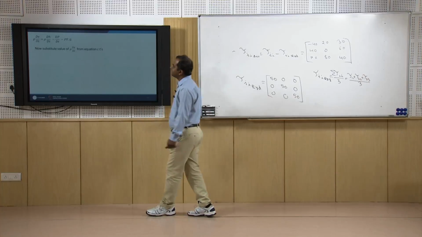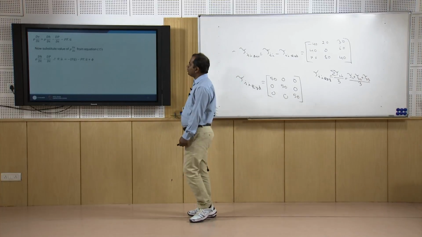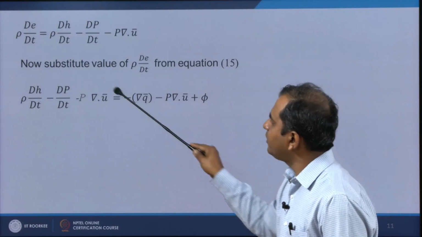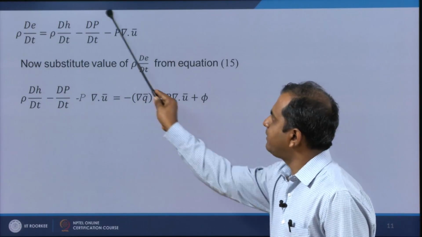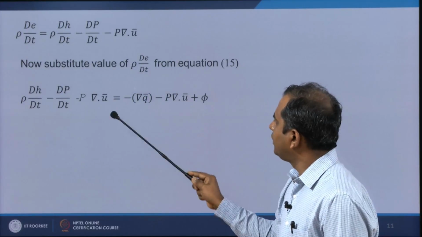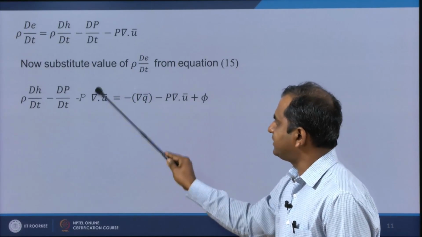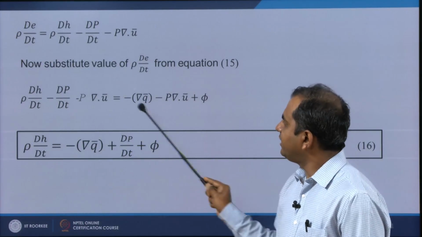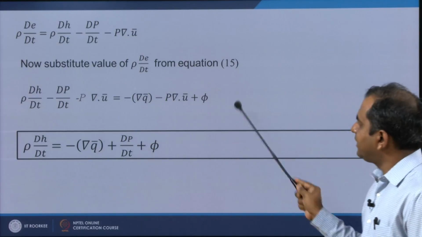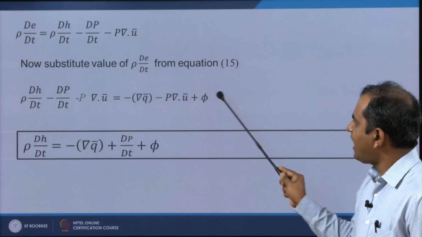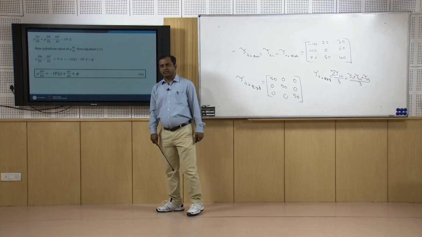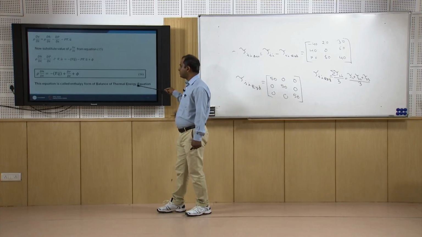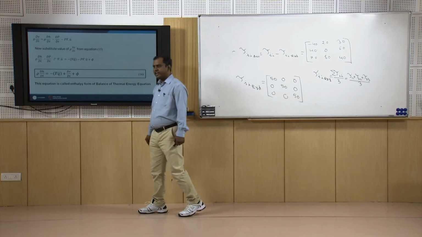If we substitute this in the internal energy form equation, in place of rho into dE/dt we write this term, and you will find the same term on both sides, which we can cancel out. Finally, we get rho into dH by dt is equal to plus dP/dt, and the viscous dissipation remains over there. So, this form is the balance of thermal energy in enthalpy form.